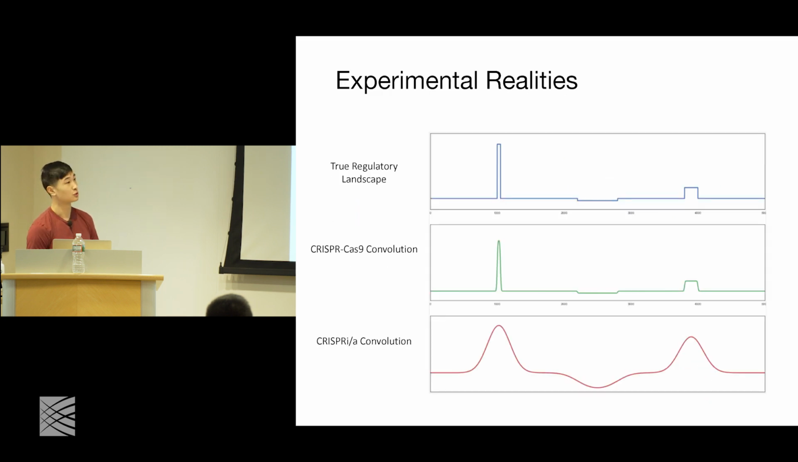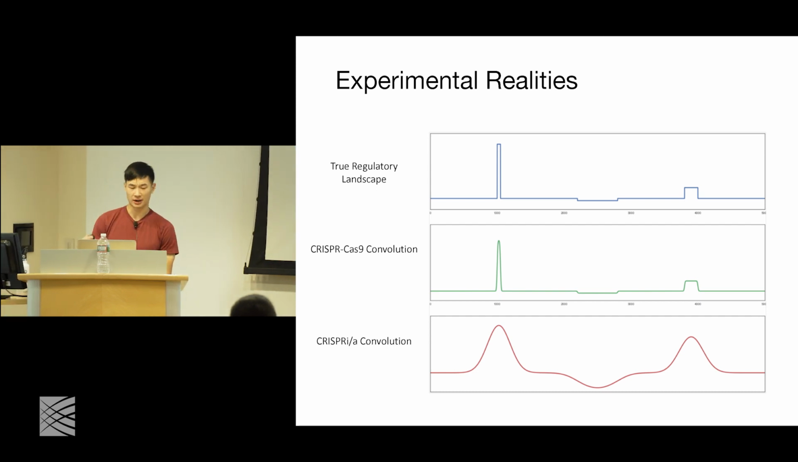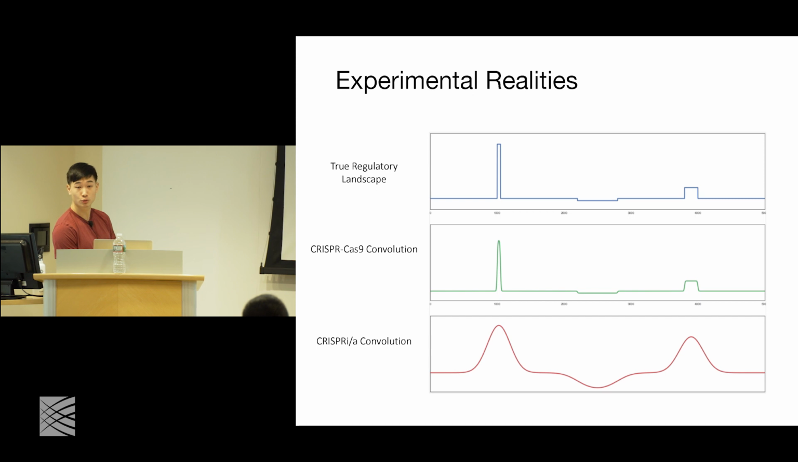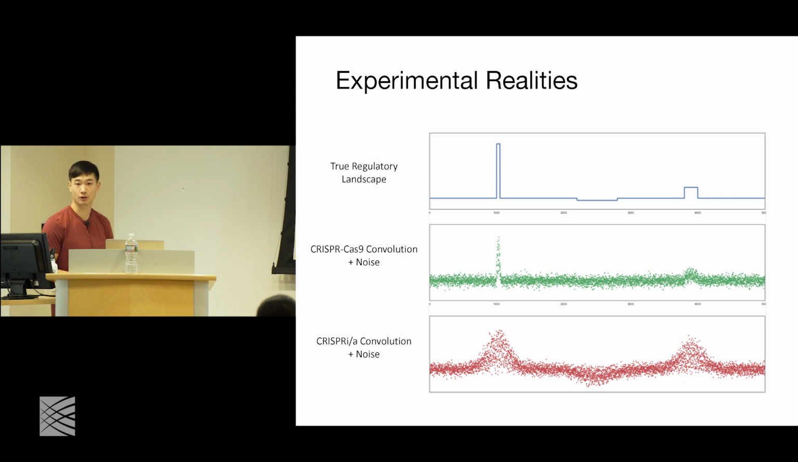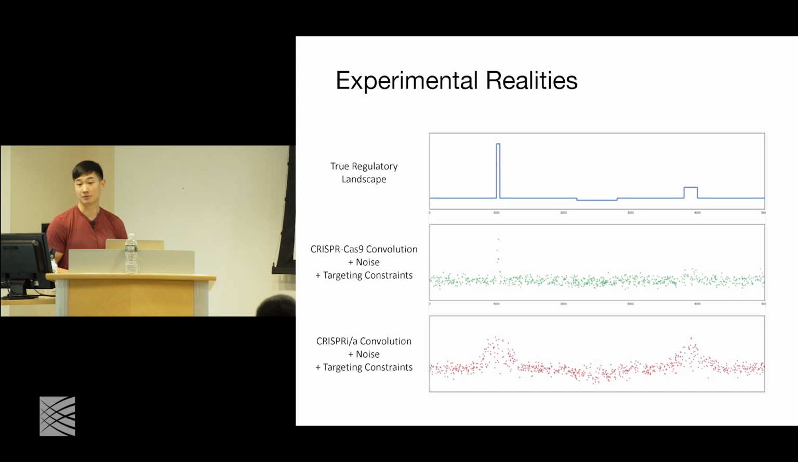Okay, so just outlining some experimental realities in the data. We've shown that if we have a true regulatory landscape and we use CRISPR-Cas9 and CRISPR interference and activation, we can get convolved profiles. And it'd be nice if we got something that looked like this, and you could actually recover this perfectly if you knew what the G function looked like. But importantly, there are two experimental realities that make this problem a little harder. There's the introduction of noise, but also importantly, we have targeting constraints.